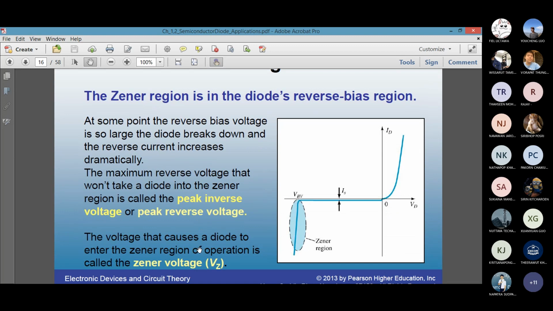There's one region in the reverse bias condition, we call it the Zener region. You can keep adding minus voltage until there's a point. If you reach that point and exceed it, there will be a lot of reverse current. Actually, the diode is breaking down. We call this region the Zener region. The maximum reverse voltage, the limit that will not take the diode into the breakdown region, we call PIV, or peak inverse voltage.